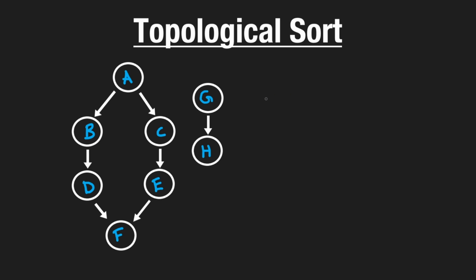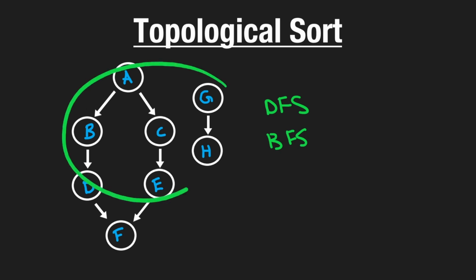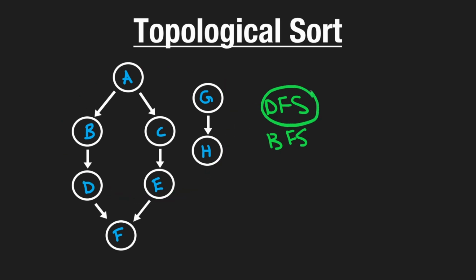Well, we could actually do it with DFS or BFS. These are the two common traversal algorithms for a graph. So we could do it either way. We're going to be focusing on DFS. So how could we solve this problem with DFS?